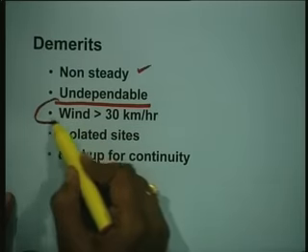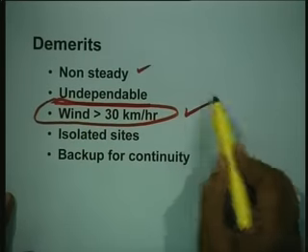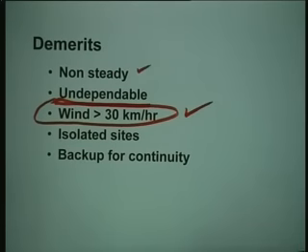Only when the wind is more than 30 km per hour does it generate power. There is a minimum speed of wind which is required if you want to generate power. If it is lower than that, no power. So there is a critical speed, like your excitation, some critical resistance is required. You must have read that in your machines course. Then these sites are isolated, they are not everywhere.